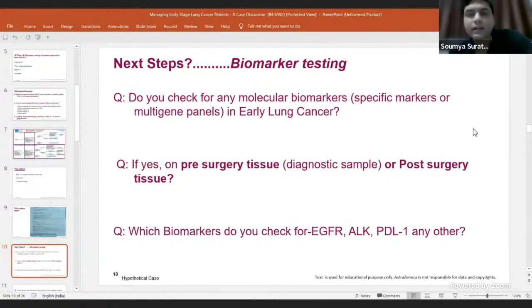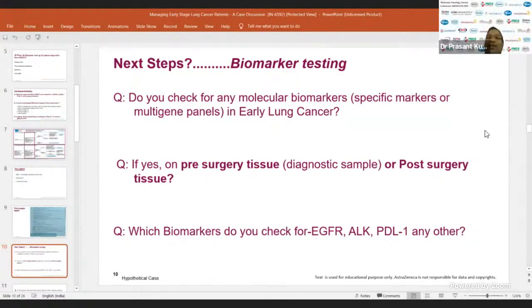Would you like to do? Are you attracted to the PDL1 testing or any EGFR testing, or you are going at okay, we'll go to the surgery and after that we'll go with the. So previously in early stage lung cancer, there are no data regarding the EGFR TKI like osimertinib or atezolizumab. So previously I was not doing any biomarker like EGFR or PDL1.